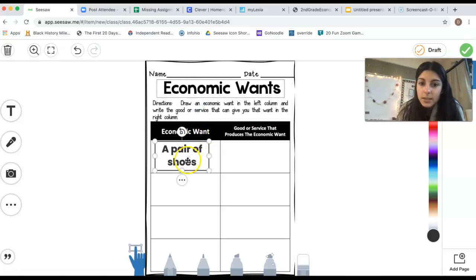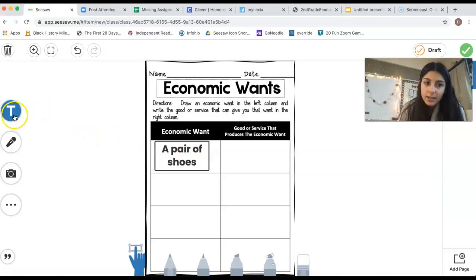Here's my want, a pair of shoes, and look how I did that. I clicked the T to make a text box, and I wrote my want. One of my wants is a pair of shoes. And then it also says you have to write a good or service that can give you that want. So where can I go to get a pair of shoes? What place would I go to get a pair of shoes?